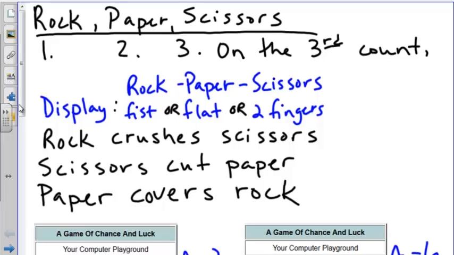Hello, hopefully you have some fun with this assignment since it's based on a game. The game is called rock, paper, scissors.